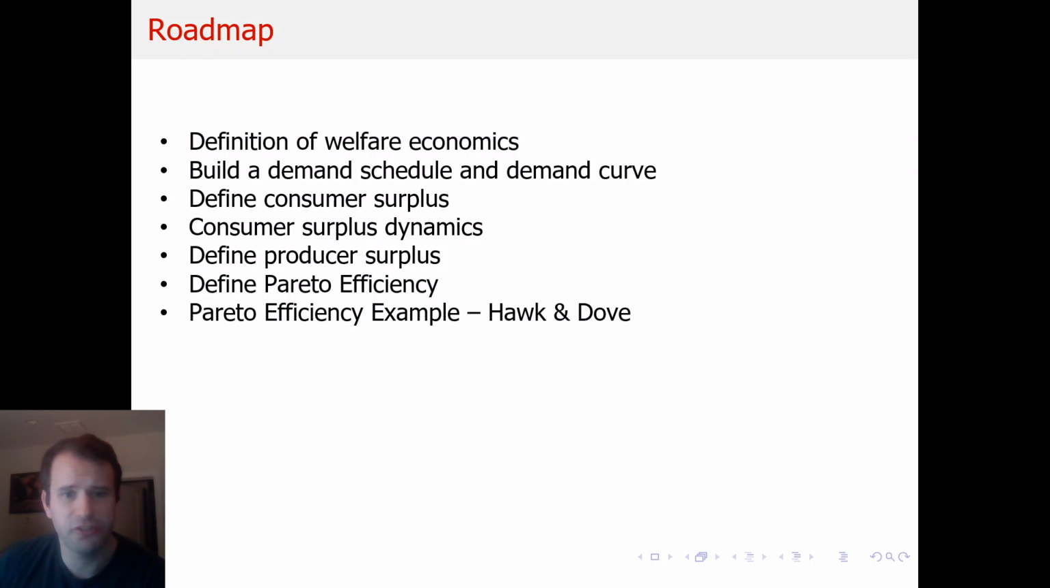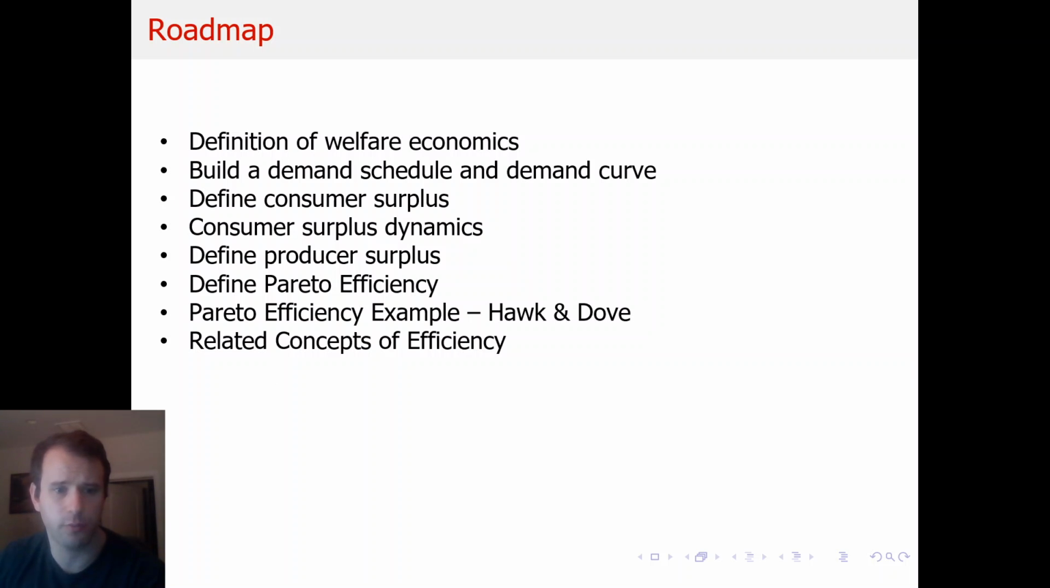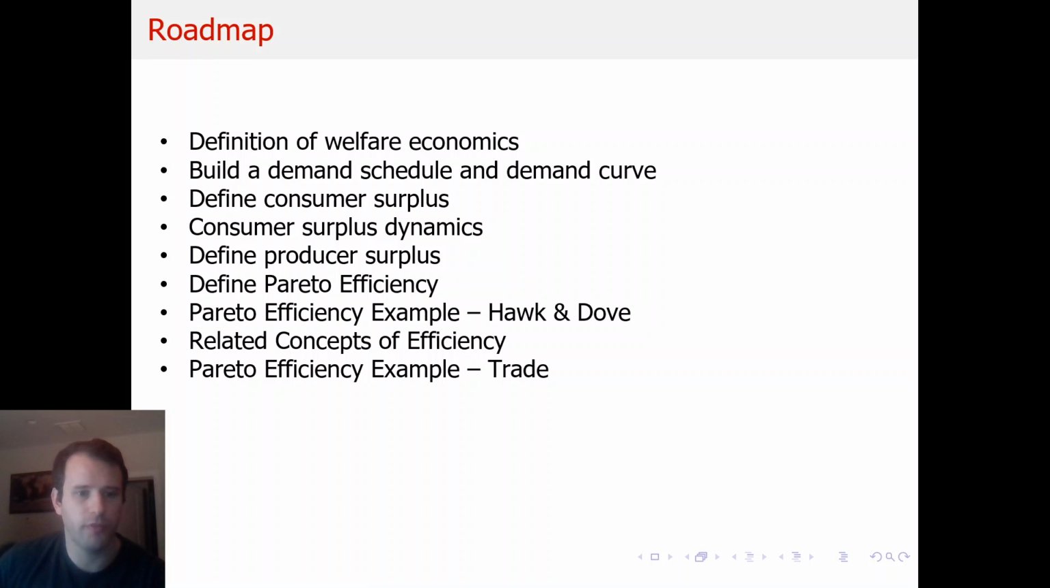So the first example I'll do is regarding the Hawk and Dove model, to show you what's Pareto efficient. Okay, and then I'll define some related concepts of efficiency, namely allocative and productive efficiency, which are related to Pareto efficiency, and they have overlap, but they're not exactly the same thing. Also important. But I think for this class, Pareto efficiency is really the most important part. And anyway, then we'll go back to Pareto efficiency as it applies to trade, and then I'll bring it also back to these related concepts of efficiency too. And then lastly, we'll talk about Pareto efficiency in the context of real markets. Okay.